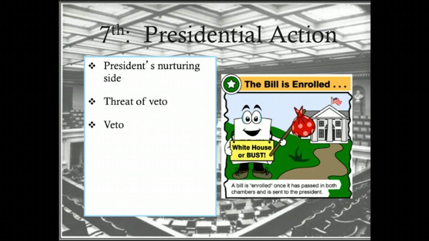Okay, veto is not signing it and not allowing it to become law. The number of vetoes a president uses depends on whether the government is divided or not, and if his threat to veto works or not. An oppositional Congress equals more vetoes.